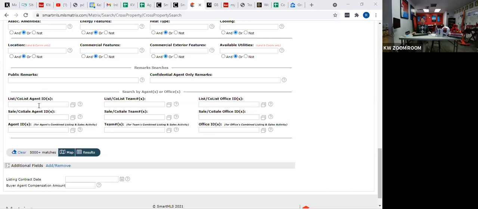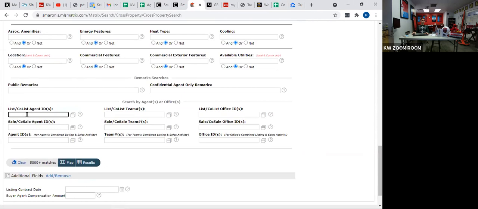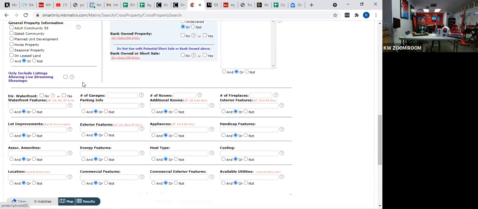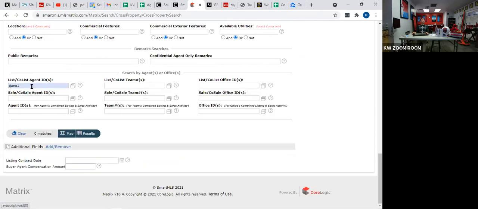So I'll just use a dummy code. You put your code in here. If your code is 1234 for list agent, you pop your code into the list or co-list agent code. That's weird. Hold on a second. My dummy code may not be working any longer. Let me see if that makes a difference.